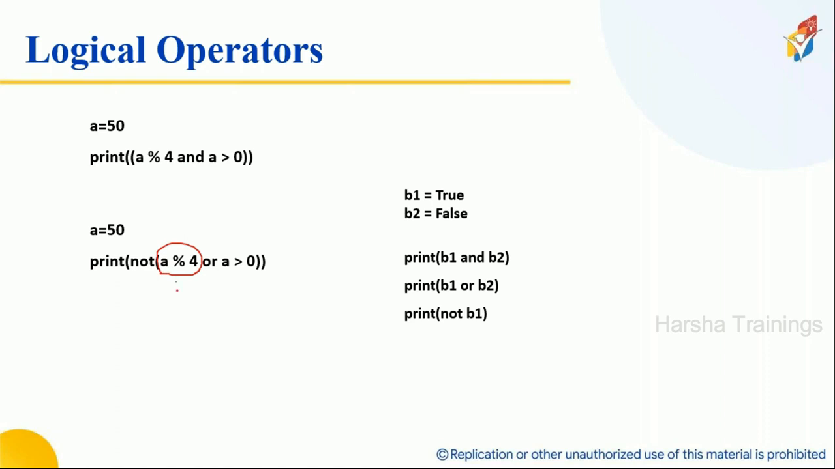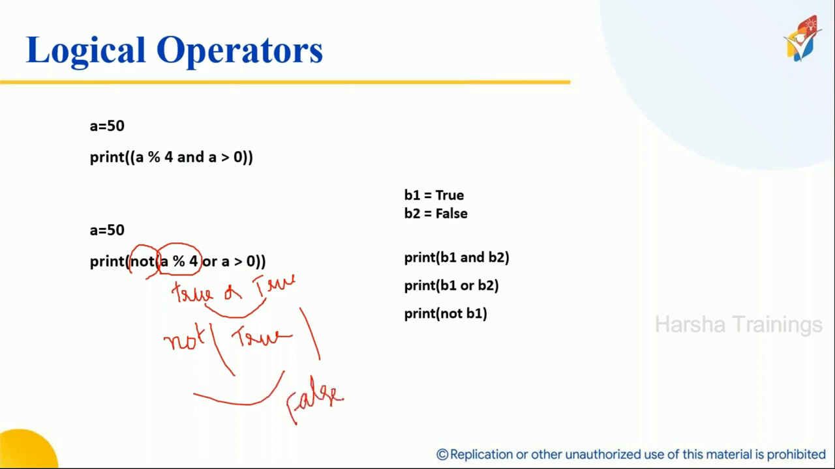Any number is true. This is true. Then, or 50 is greater than 0. It is also true. Now here both are true, so the result is true. Then not of true. Here I have given not of true. Not of true means false. Final output is false here.